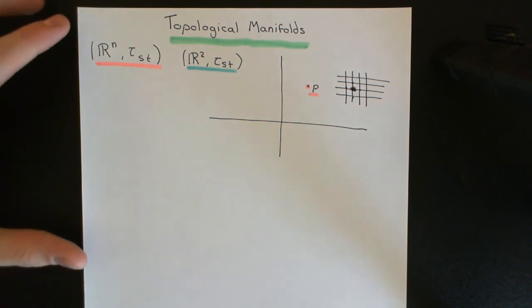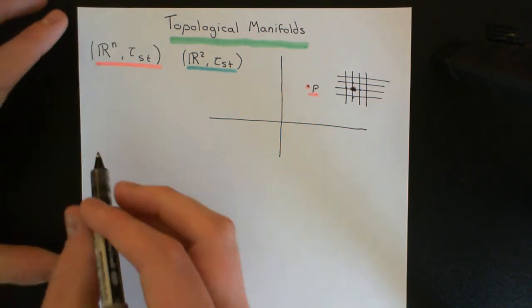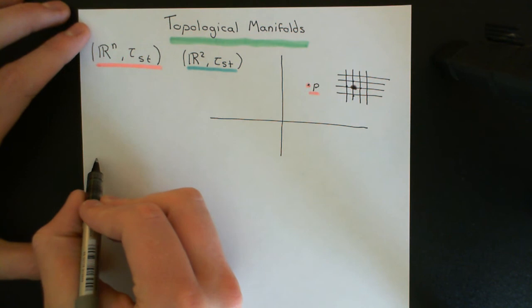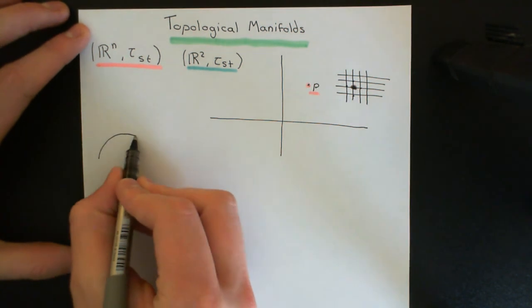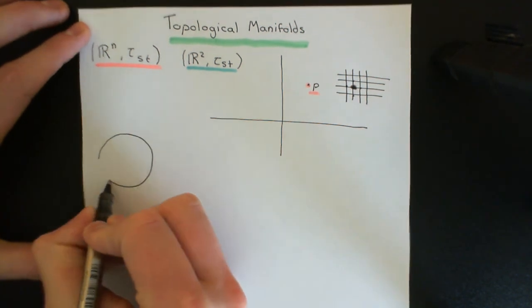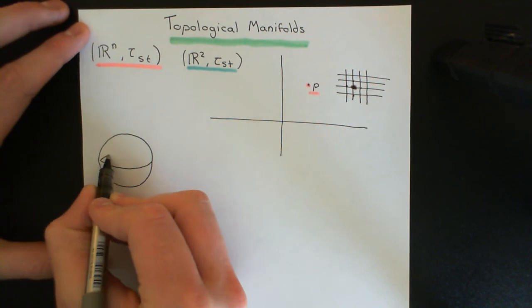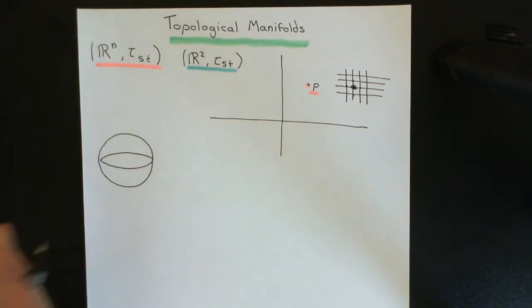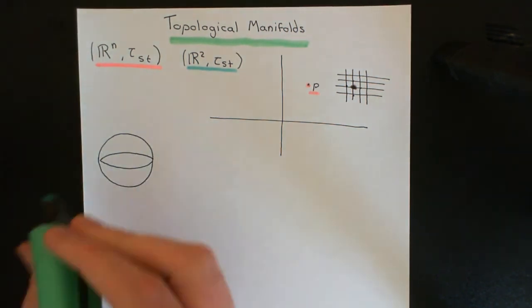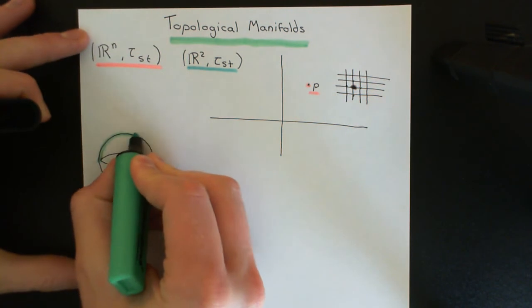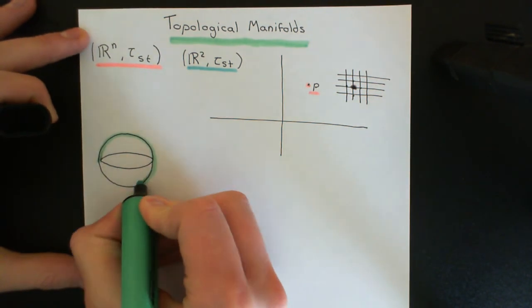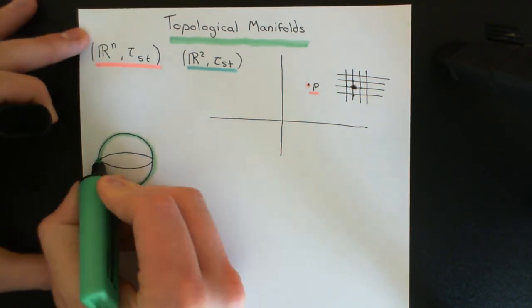So let me give you some more pictures of some topological spaces that I want to be included in this definition of a topological manifold. One of them is going to be the two-dimensional surface of a sphere here. So again, a nice intuitive one that we can all visualize. So this, again, intuitively, is a topological space.